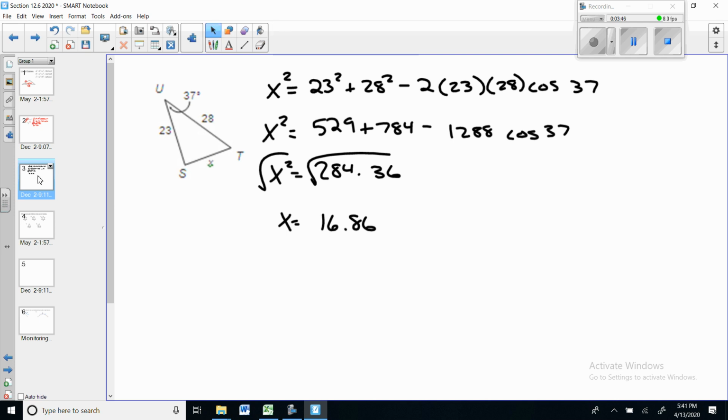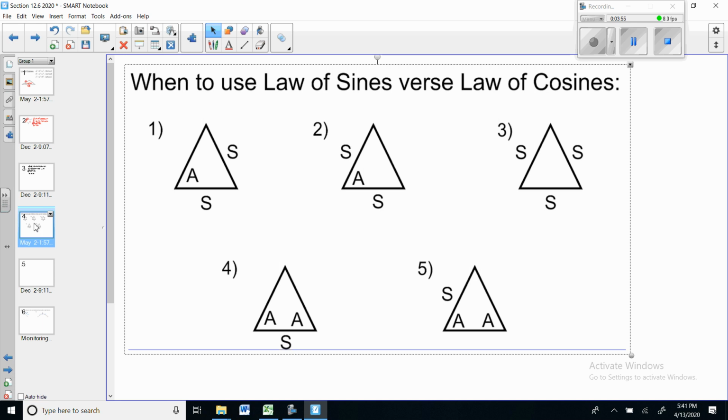Now, if a problem asks you to find all the sides of the triangle, you've already done that, so you can now use the law of sines in order to find your missing pieces. The question that a lot of you are going to ask is, when do you want to use the law of sines versus the law of cosines? When you have a side across from one of your angles, you want to use the law of sines.